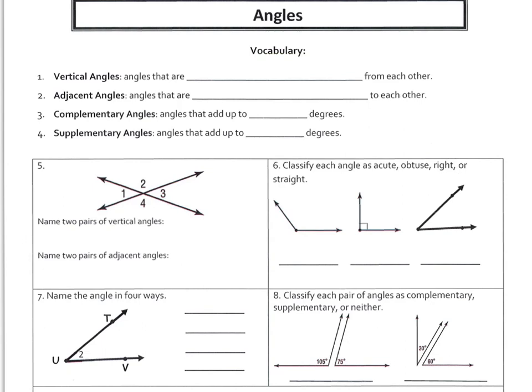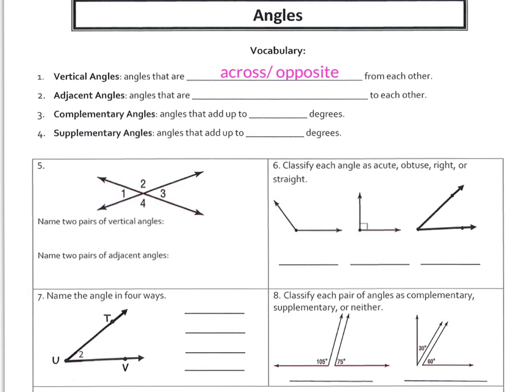Today we're going to start off by looking at some vocabulary. So when we look at angles, there's some vocab that we need to know. The first word we have here is vertical angles. Remember, vertical angles are angles that are across from each other or directly opposite from each other.